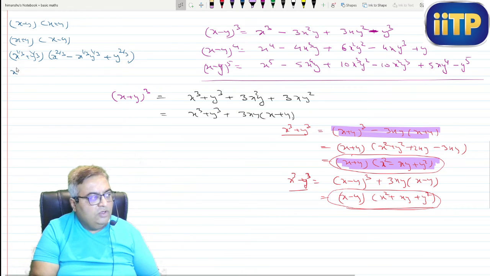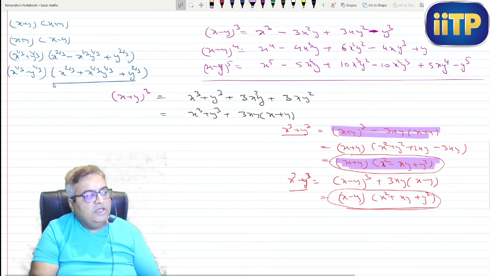If it is x to the power 1 by 3 minus y to the power 1 by 3, then the rationalizing factor will be x to the power 2 by 3 plus x to the power 1 by 3 times y to the power 1 by 3 plus y to the power 2 by 3. So these are the rationalizing factors for these cube roots.